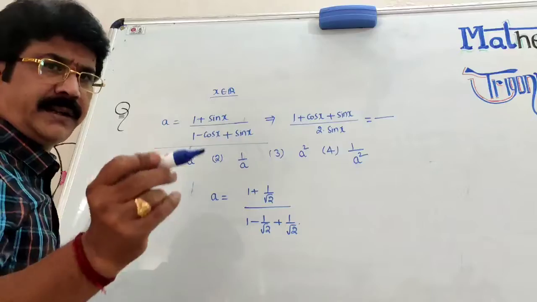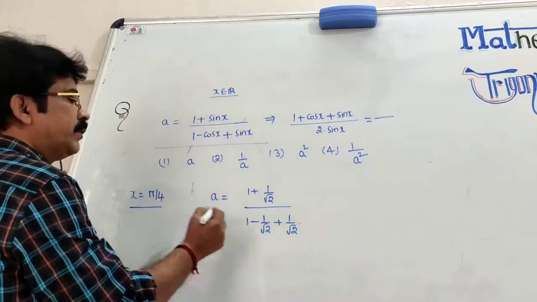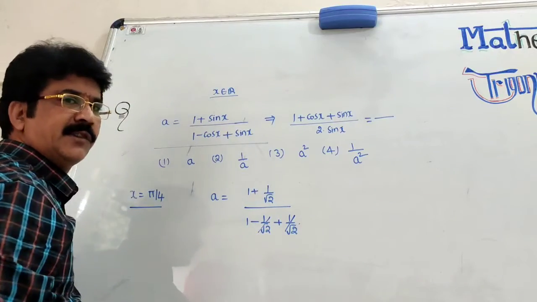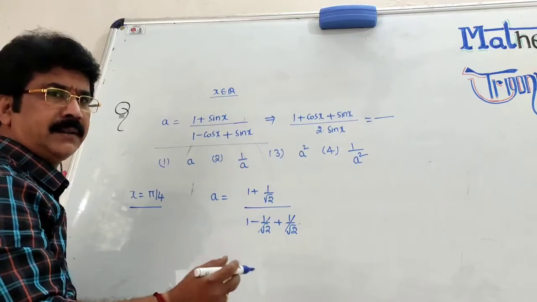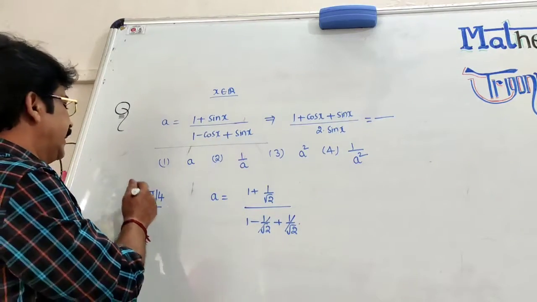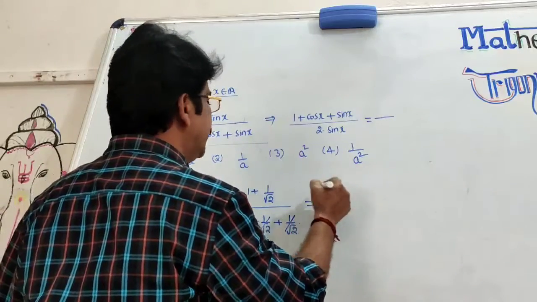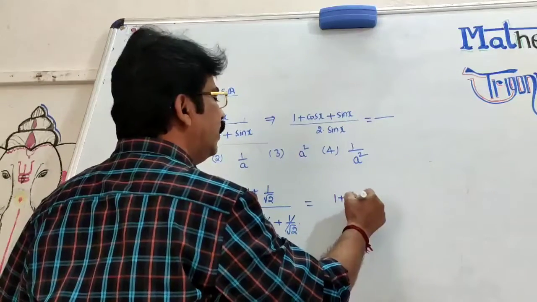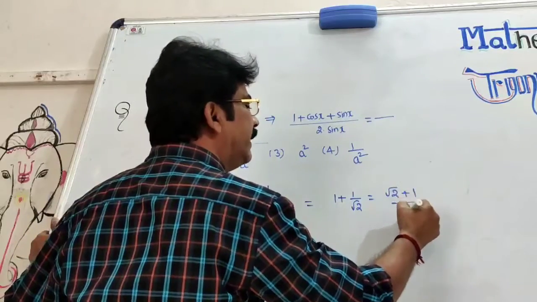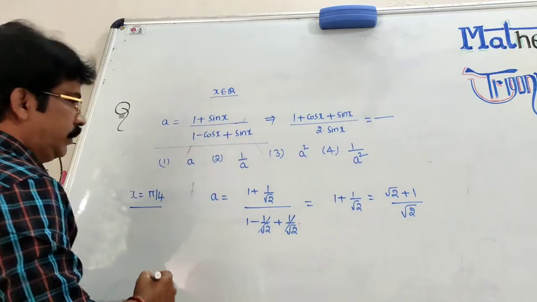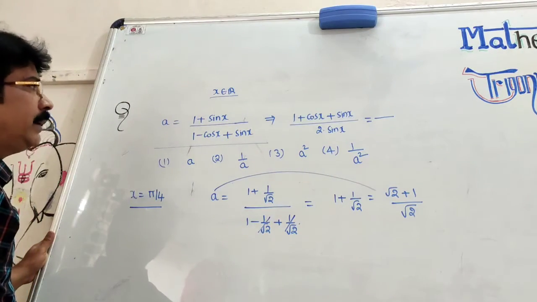You can ask me, sir, take x equal to 30 degrees or 60 degrees. But by taking pi by 4, simply the denominator will be cancelled. Then the simplification part will become very easy. That's why I took particularly x equal to pi by 4. This is the main reason. So that is equal to 1 plus 1 by root 2, or on LCM it is root 2 plus 1 divided by root 2. So a is equal to root 2 plus 1 divided by root 2.